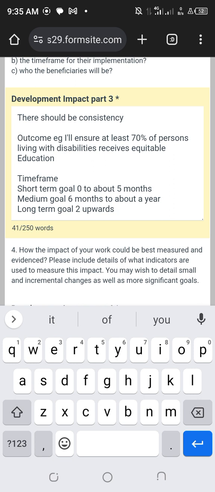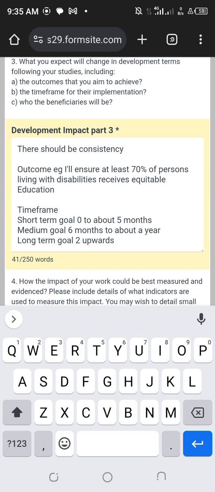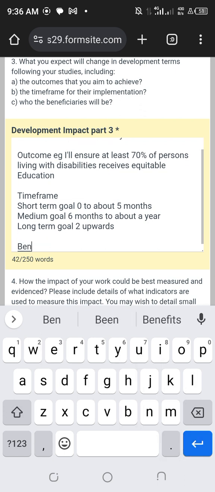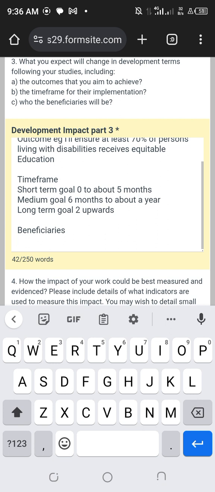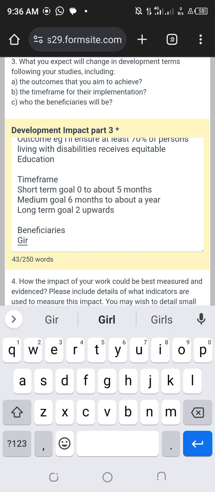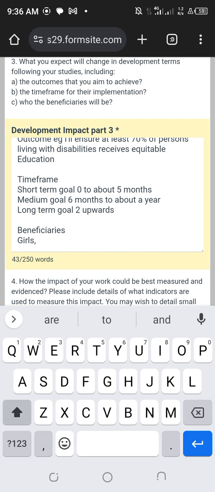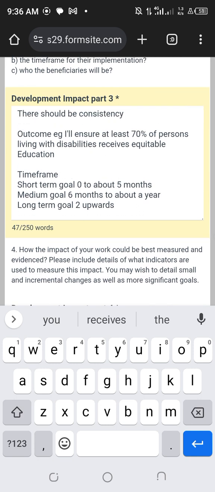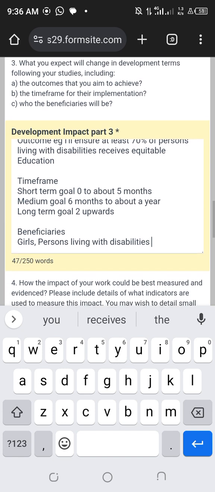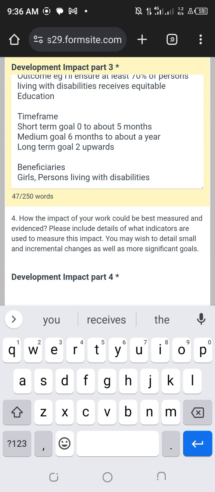Then you come down and talk about the third one, the beneficiaries. Who will be your beneficiaries? Your beneficiaries are those who benefit from your project, from your goal, those who benefit from that project you want to accomplish. It can be girls, it can be persons living with disabilities, it can be anyone depending on what you want to achieve. You mention them. Who are they? You have to be very direct. Mention those people. And in which community?